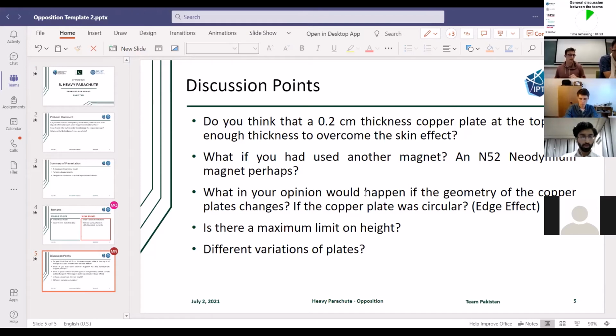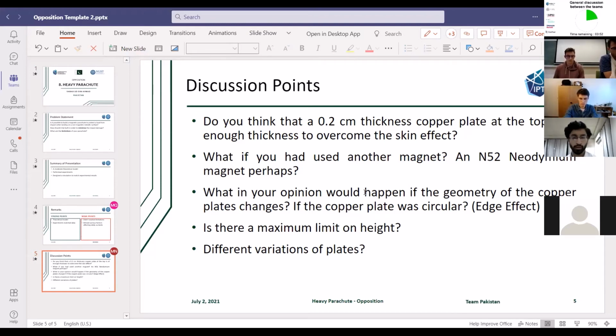And regarding the magnets, we were able to get an N42 magnet with magnetization of around 10 to the 5th, which produces fields of around 200 millitesla. It's not the strongest magnet available, but it is quite strong.